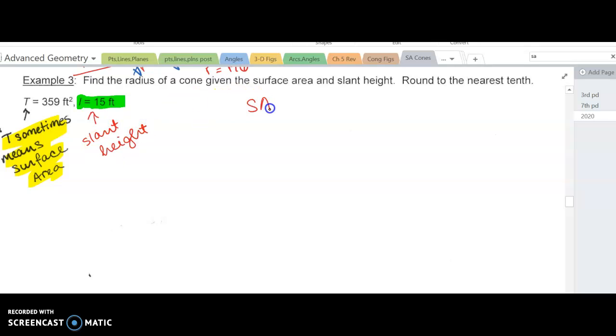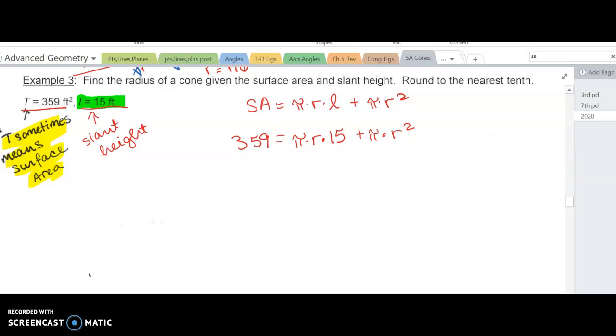So we know surface area equals pi times radius times slant height plus pi times radius squared. So we have pi times, okay, we don't know our radius. That's what we're solving for. But we do know our slant height is 15. It told us that right here. And then pi times radius squared. Again, we don't know what that is. But we do know that all of this equals our total surface area of 359.